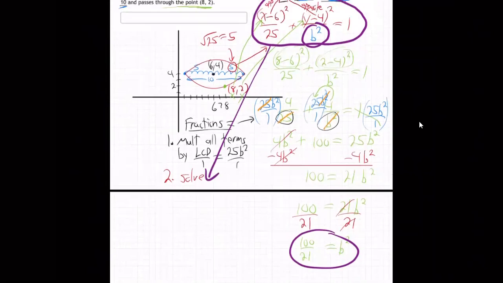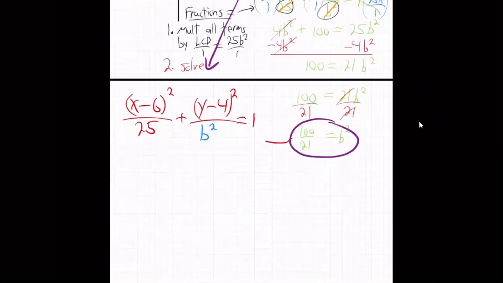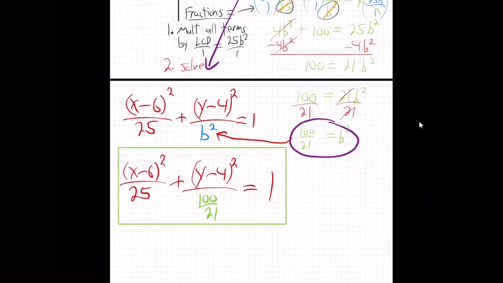So what we have now is x minus 6 squared over 25 plus y minus 4 squared over b squared equals 1. Okay, and then just boom, put that in. What is b squared? Well, it's exactly what we're looking at: 100 over 21 equals 1. Done. Now, I know you might feel like, hey, that's pretty ugly, Mr. Heron. Yeah, it's a little ugly.